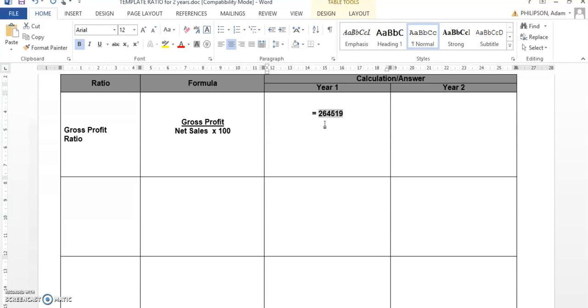So it equals 264,519. Let's just use this here, over 315,500. We can use some brackets here. Times 100. So then that calculation leads us to 83.84%. Incredibly healthy.